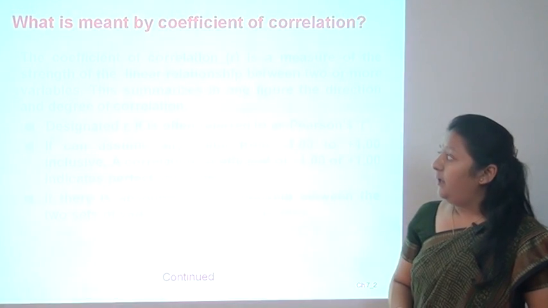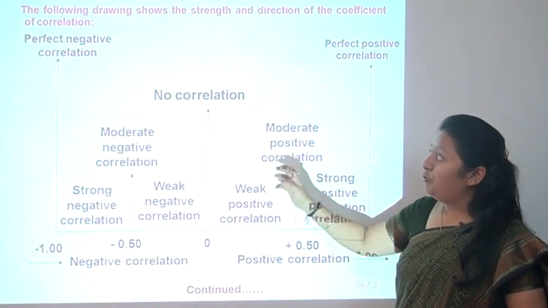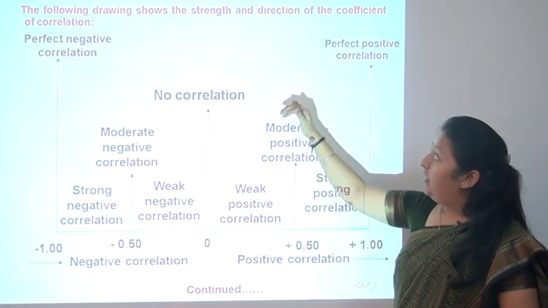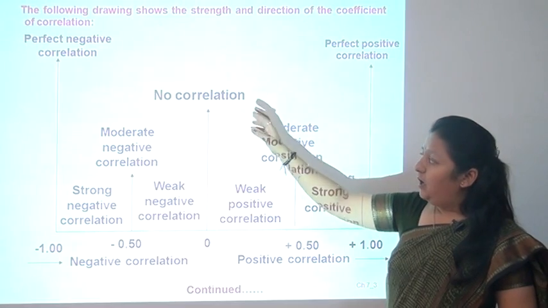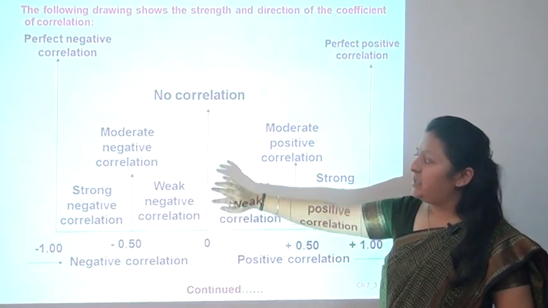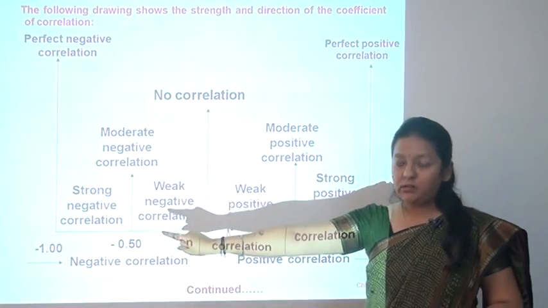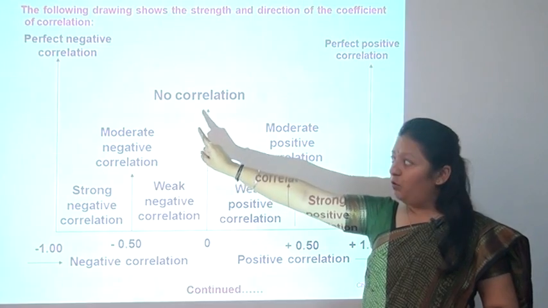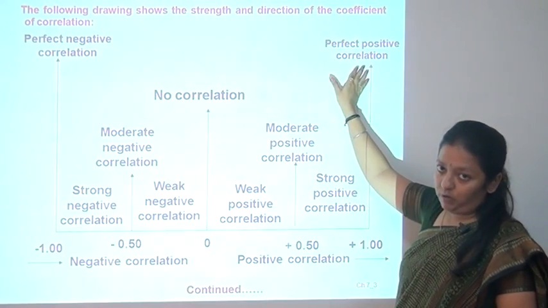Now next, the diagram shows the strength and direction of the relationship between the variables. If R is equal to 0, there is absolutely no correlation between the variables. When it is -1, there is a perfect negative correlation. When it is +1, there is a perfect positive correlation.